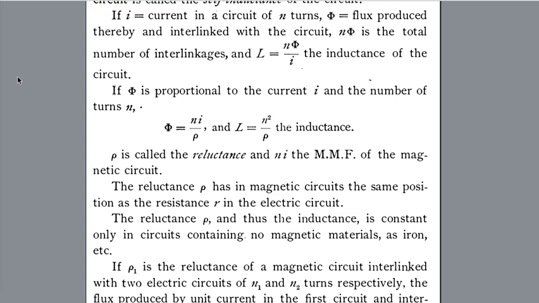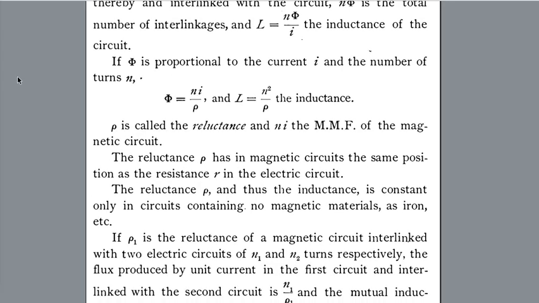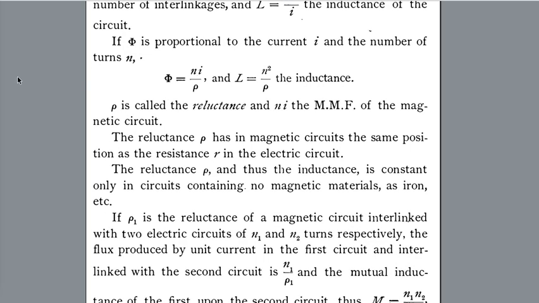If phi is proportional to the current I and the number of turns n, phi equals n times I divided by rho, and L equals n squared divided by rho. Rho is called the reluctance, and n times I the magnetomotive force of the magnetic circuit. The reluctance rho has in magnetic circuits the same position as the resistance R in the electric circuit. The reluctance rho, and thus the inductance, is constant only in circuits containing no magnetic materials, such as iron.